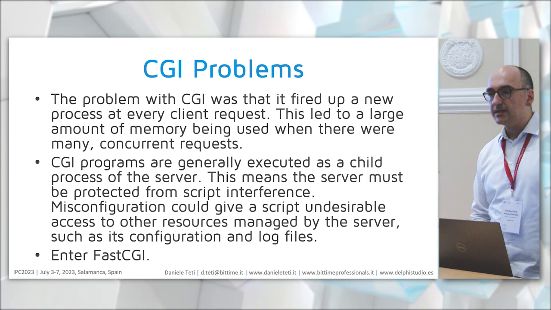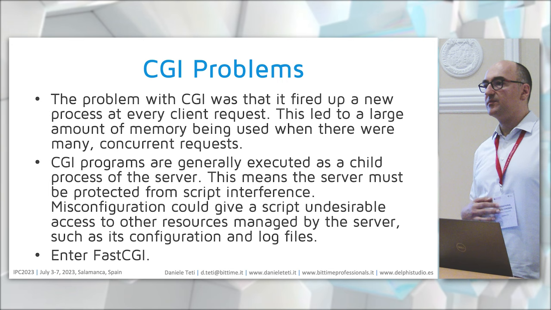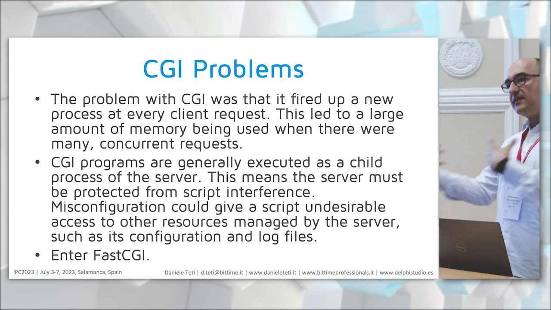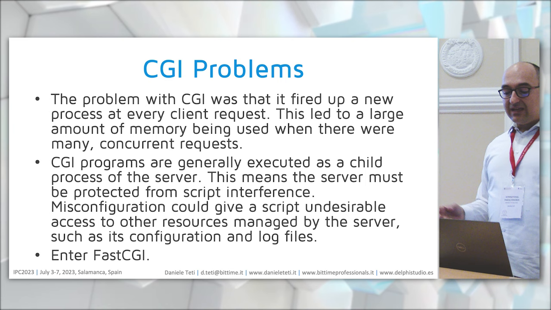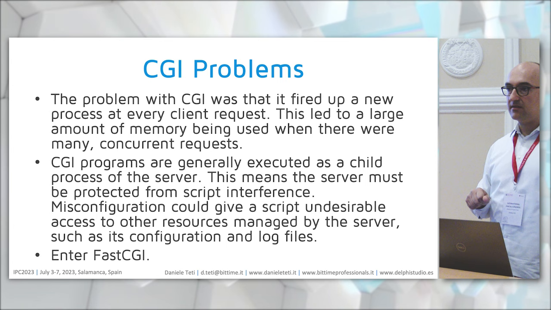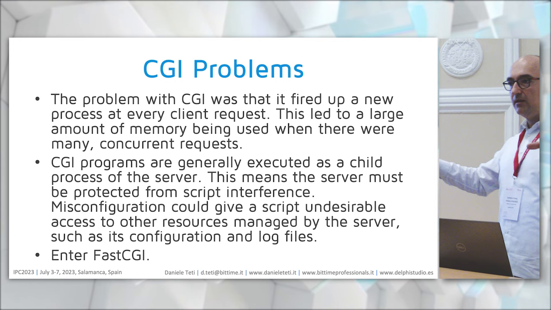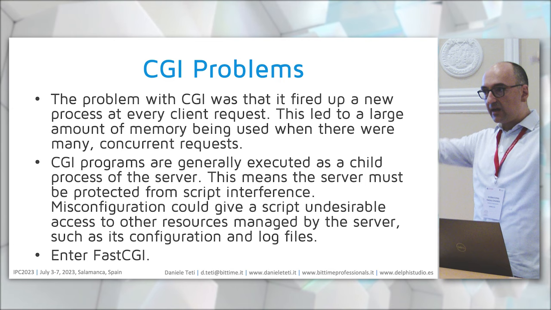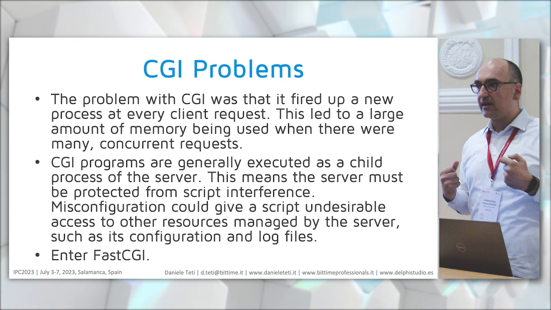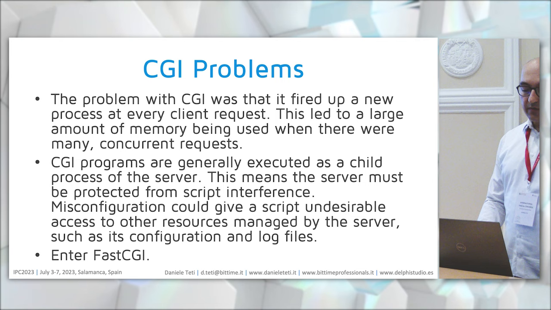So has all the problem of backend development been solved? No. CGI has been a great start, but with some problems. The problem with CGI was that it fired up a new process at every client request. So if you have 20 requests in parallel, 100 requests in parallel, we have 100 processes that need to be started, fed with data, then executed, then get data back, and then destroyed. This led to a large amount of memory being used when there were many concurrent requests.